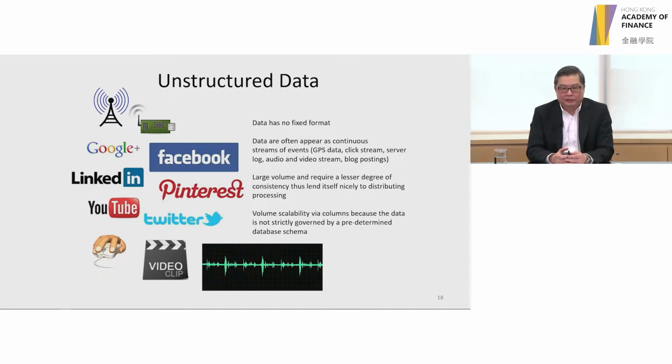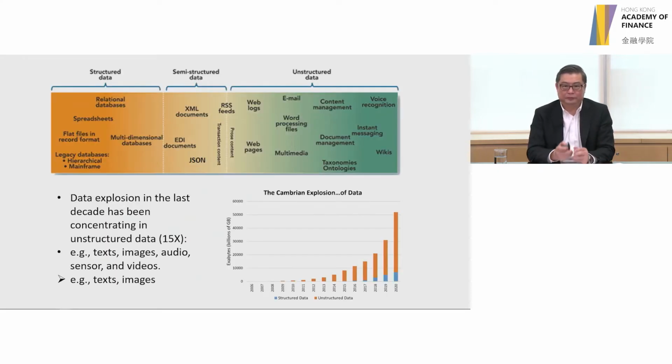Now what is unstructured data? Data that has no fixed format. For example, an audio file, a video, your Twitter text, a video on YouTube. So this data cannot be easily expressed in a table form. In the past, it was very difficult to process unstructured data, but now we are able to do so.